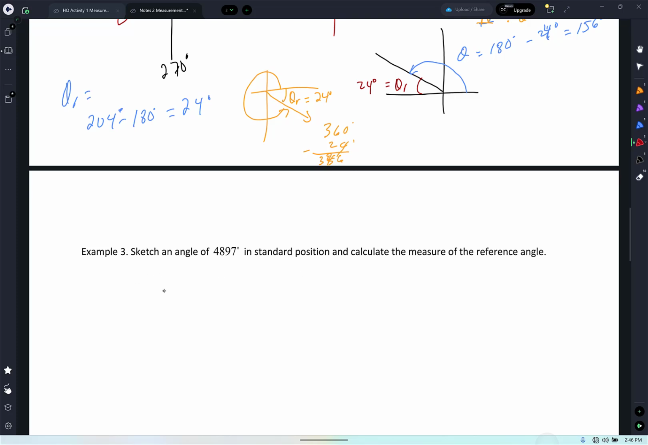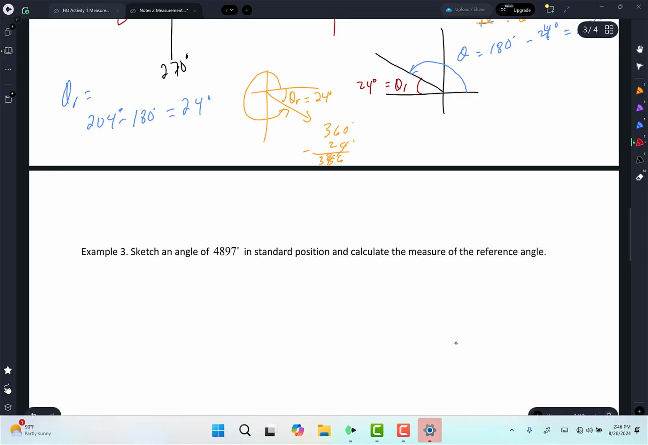So example 3 says, sketch an angle of 48.97 degrees in standard position and calculate the measure of the reference angle. I'm sorry that I have to do this all the time, it's just that I see the bottom. All right, you guys ready?